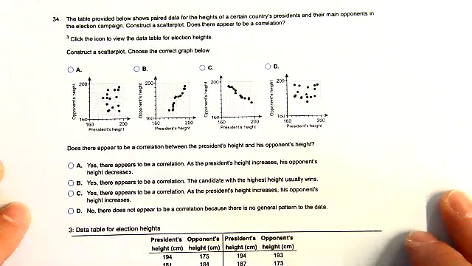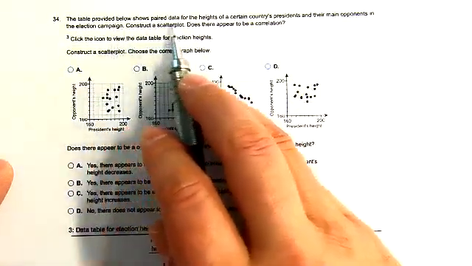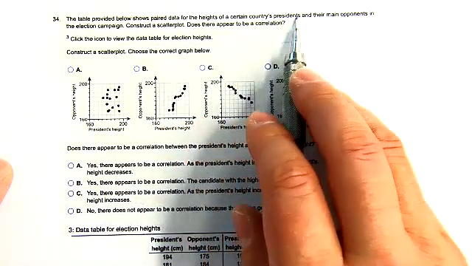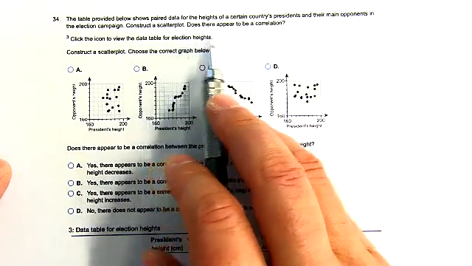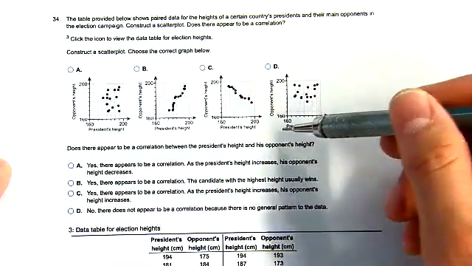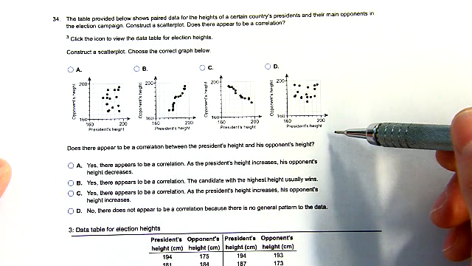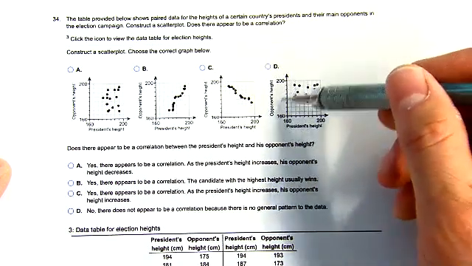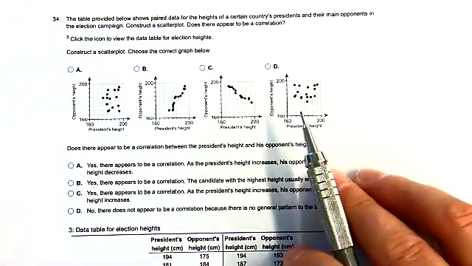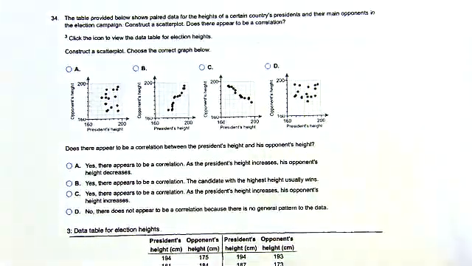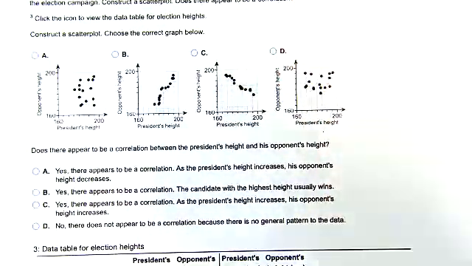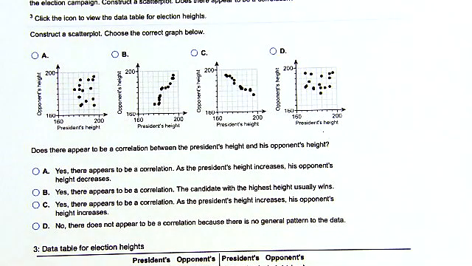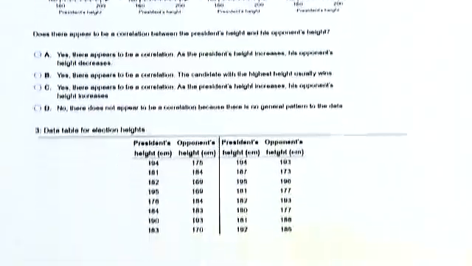Okay, in the next one, the table provided below shows paired data of the heights of a certain country's presidents and their main opponents in the election campaign. Construct a scatter plot. Does there appear to be a correlation? So they basically did president's height, which they can do. It looks like they did it in centimeters here, versus their opponent's height in centimeters. Doesn't matter the unit, just as long as you have it be consistent. So it's height versus height, two quantitative variables, so that's perfectly reasonable to do. Okay, so here's the table.